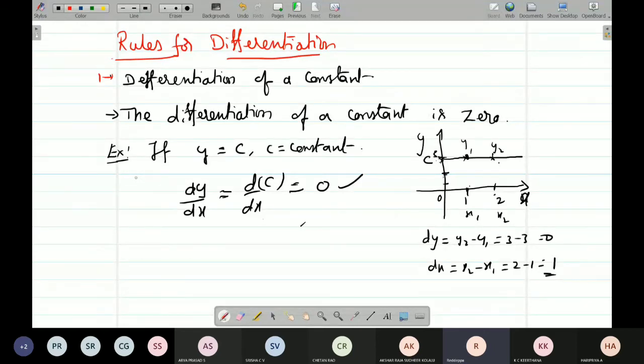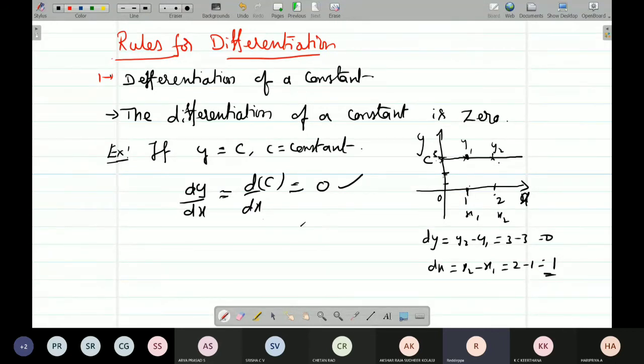So note down this, everyone. Note it down. The first rule: differentiation of a constant. The differentiation of a constant is 0. That constant can be a, b, c, k, any symbol you can use for that, any numerical value also you can use. While doing the examples you'll understand this rule more clearly.